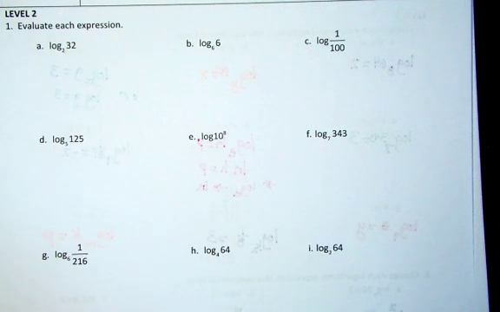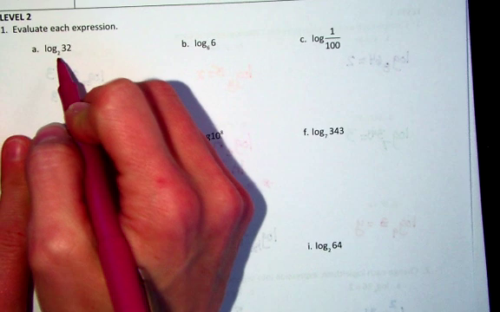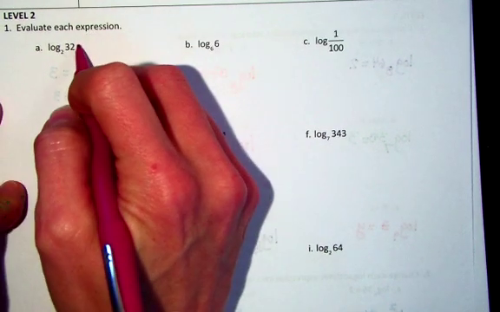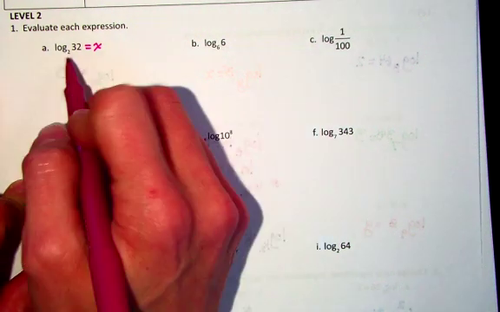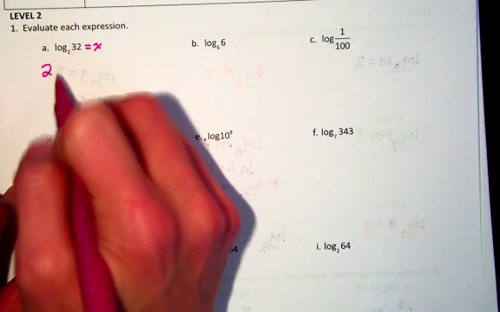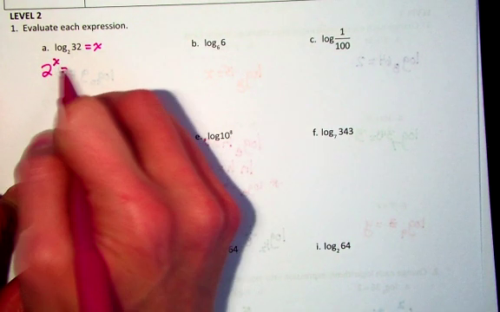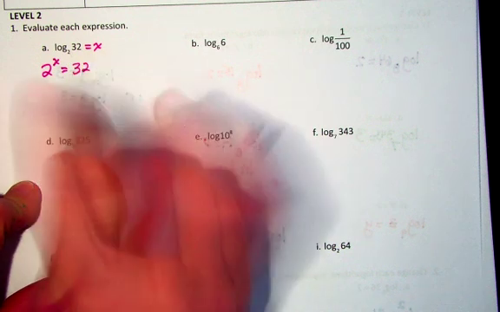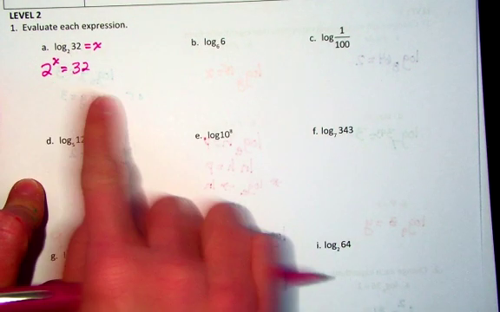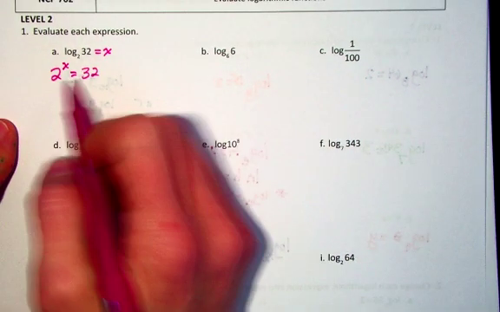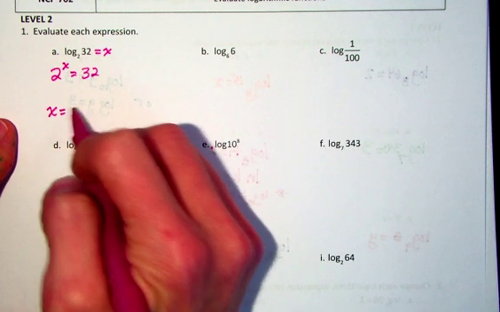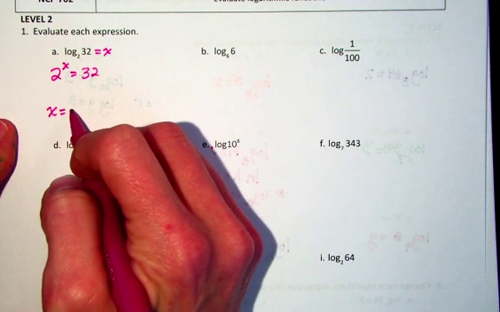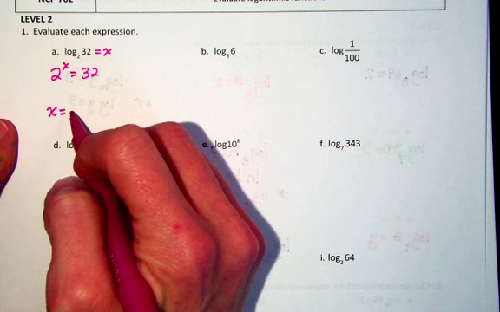Okay, we're trying to figure out what each of these are equal to. So the best way to do this is to change form. It's kind of like saying this is equal to x, and we're going to solve for that x value. So what is the base here? What's the exponent? x equals 32. So the question is, 2 to what power equals 32? X has to equal... 2 to what power is 32?